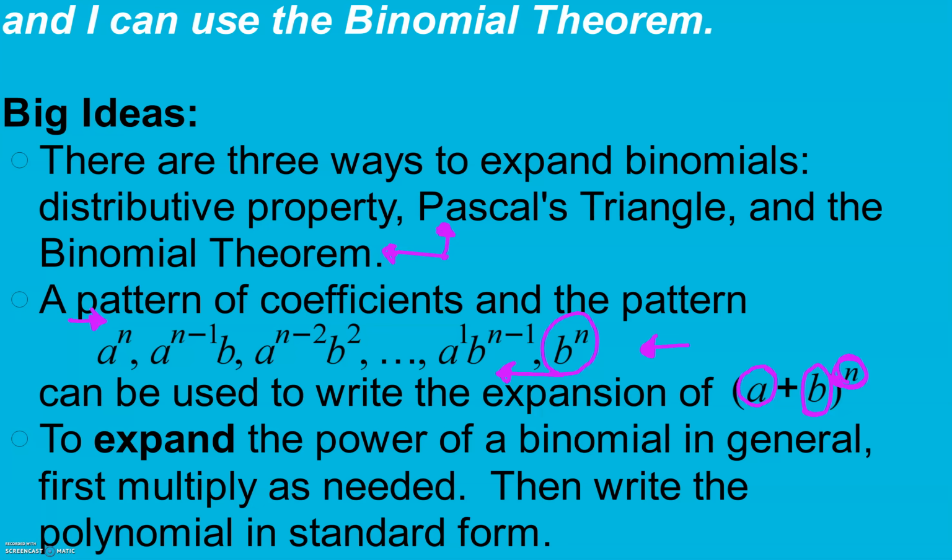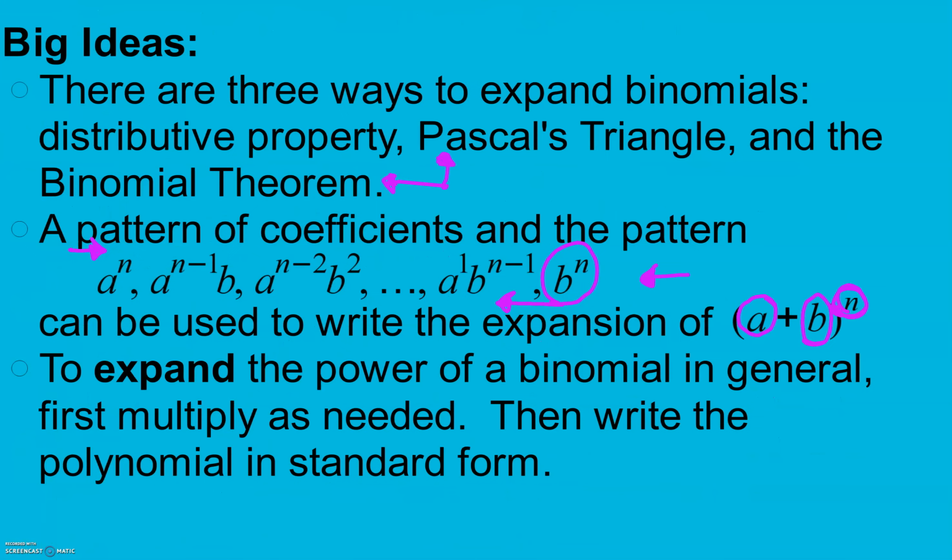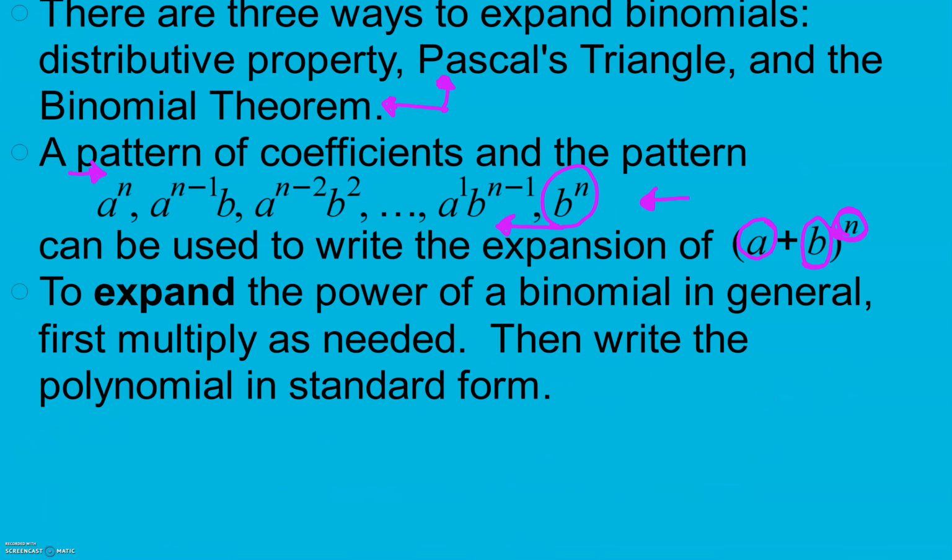So to expand the power of a binomial in general, we're going to first multiply as needed, then write the polynomial in standard form. That's important here. I would recommend that you write it in standard form to start with. So if you have something like b plus a to the 4th power, I would rewrite my binomial in standard form, alphabetical, a plus b to the 4th power, before I expand it, because here we only have to move 2 pieces instead of moving the entire function.